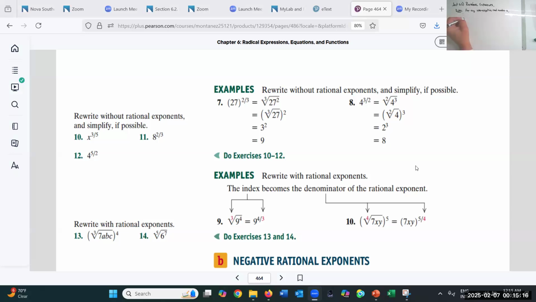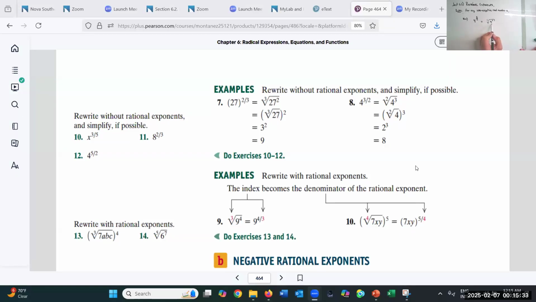Let's look at number 12. And here, 4 raised to the 5/2. And so this will be the square root. We don't put the 2, I just put it there, 4. Now, the 5 should go here.